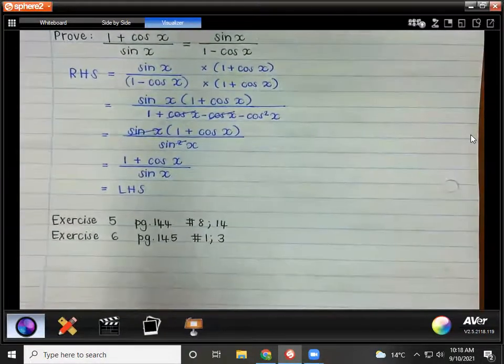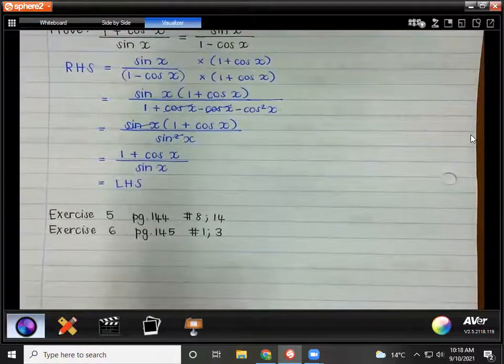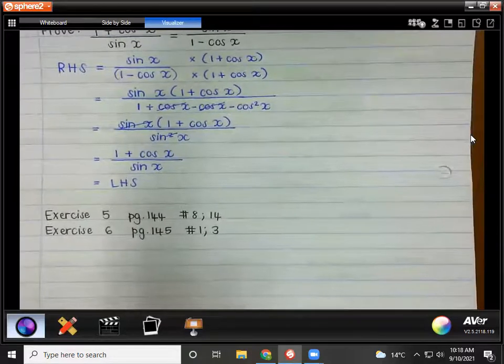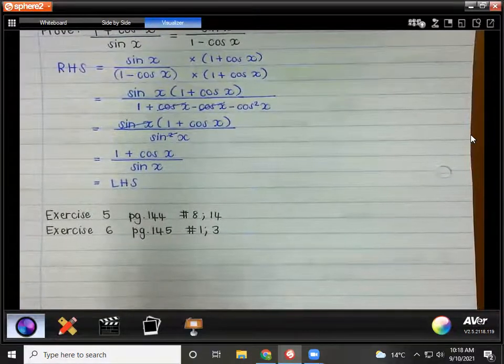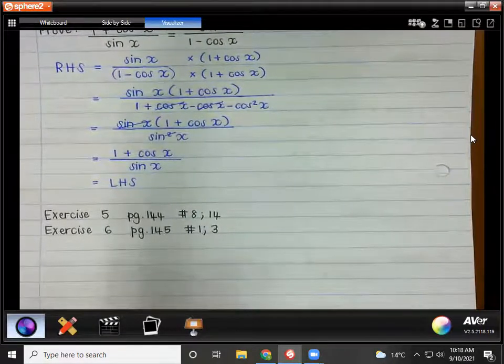I just want to take a look at these quickly. 8, okay, and 14. There's 14. 26, 1. And 3. Yes. All right, those are the ones I wanted you to do for Monday.